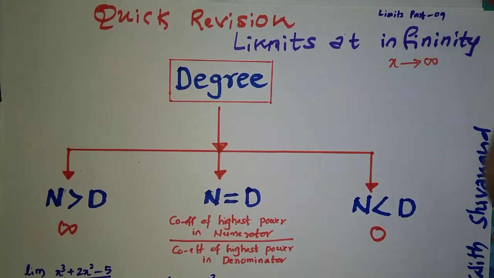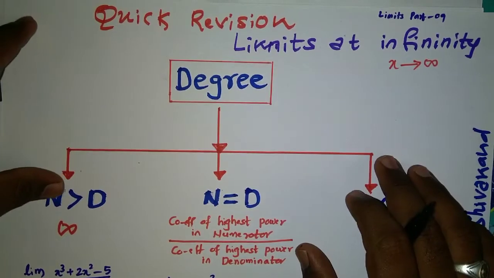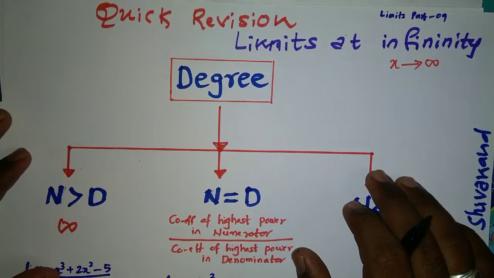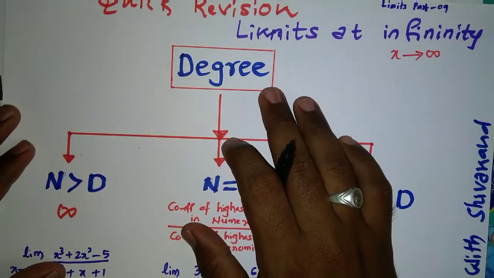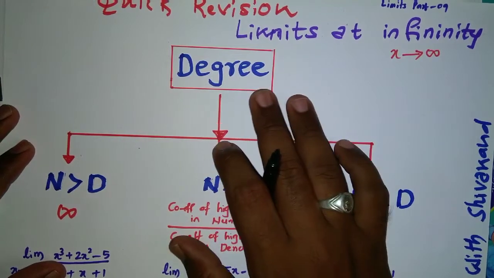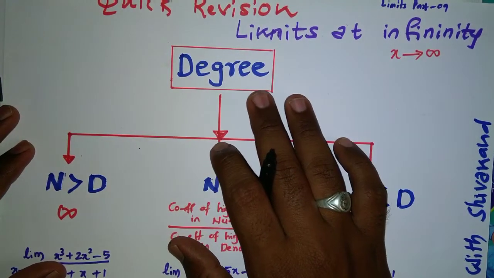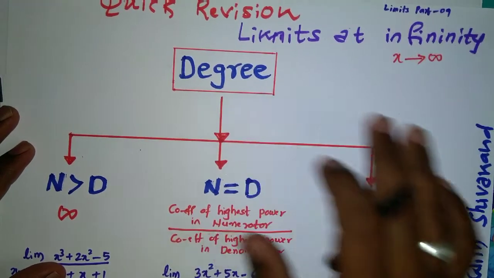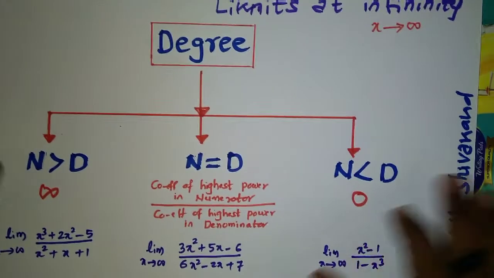Hi everyone, let me have a quick revision of limits at infinity. Based on degree, we answer many questions in limits. What do you mean by degree? Degree is the highest power of the variable appearing in a polynomial. So, condition number 1.